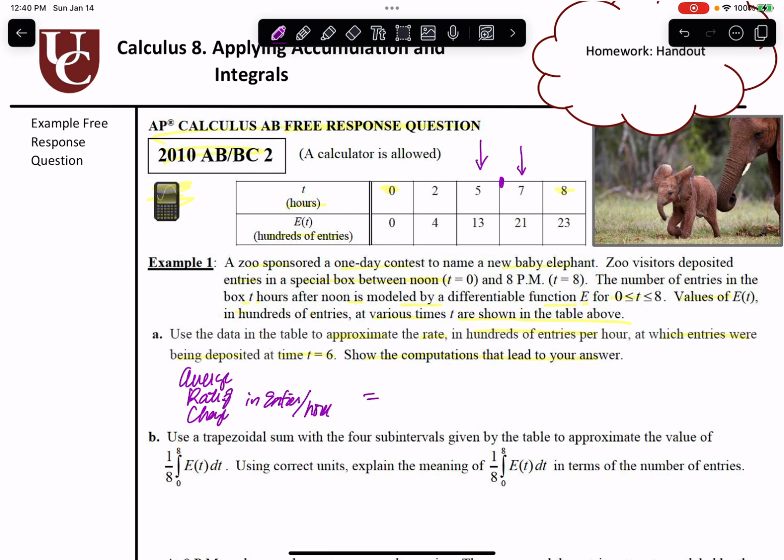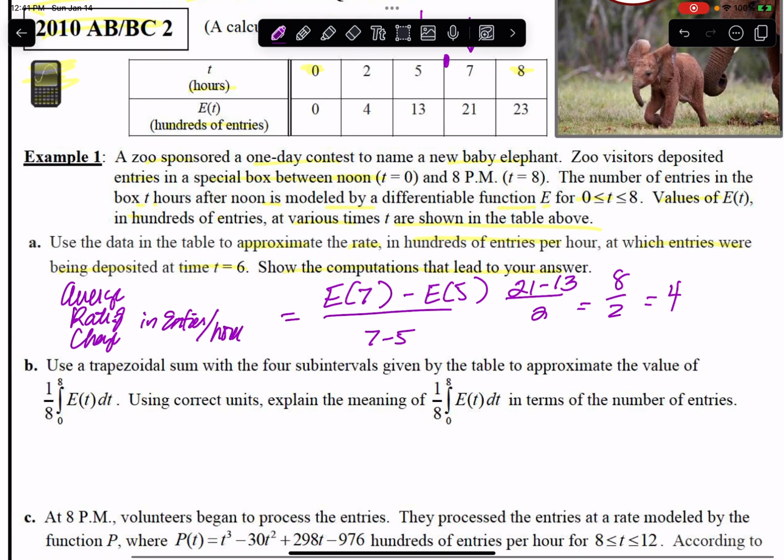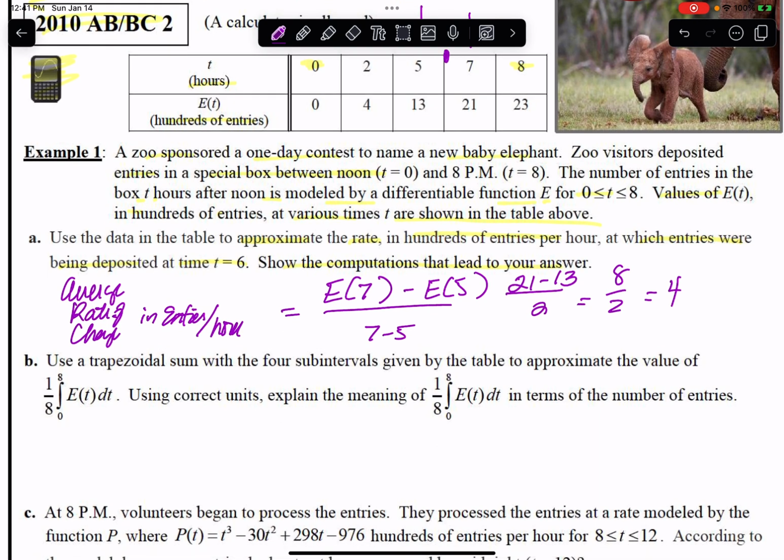It is equal to E of 7 minus E of 5 over 7 minus 5. From the table, that would be 21 minus 13 over 2, which is 8 over 2, which equals 4. Now let's get the units right. It wants the rate of change, so that would be 4 in hundreds of entries per hour, so 400 entries per hour.